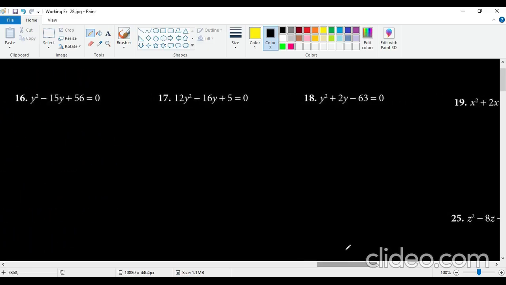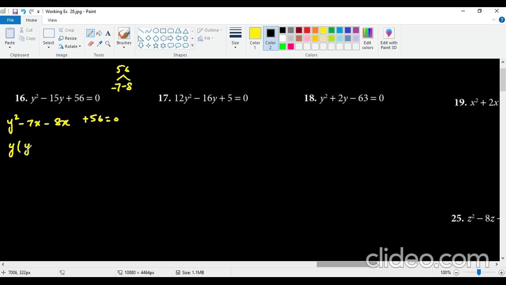In here 56 is the product, and we should break this into two parts to give us a minus 15. So 7 and 8, 7 times 8 is a 56, and minus 7 and minus 8 are going to be two factors. So I will write the first one as it is. I will write plus 56 as it is, and I'll break minus 15 into two parts, minus 7y and minus 8y. And I can see y is common in the first one.